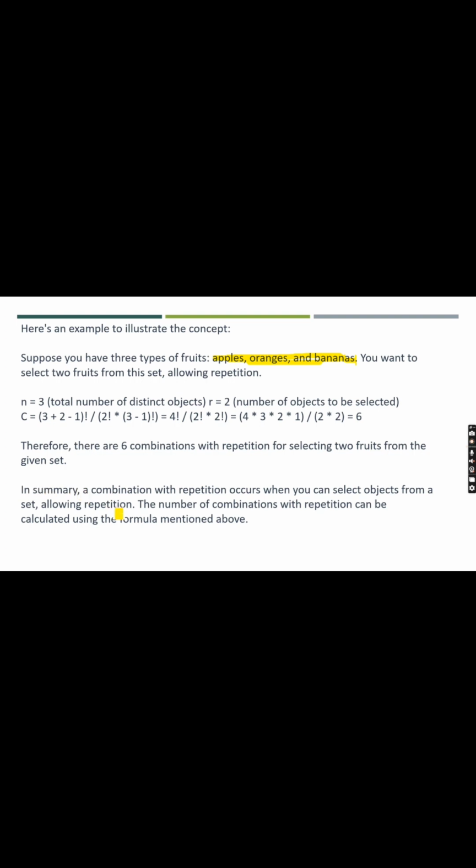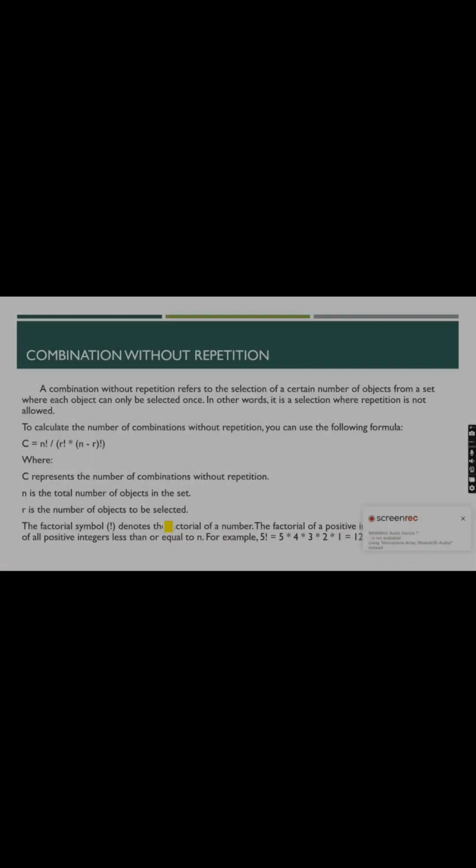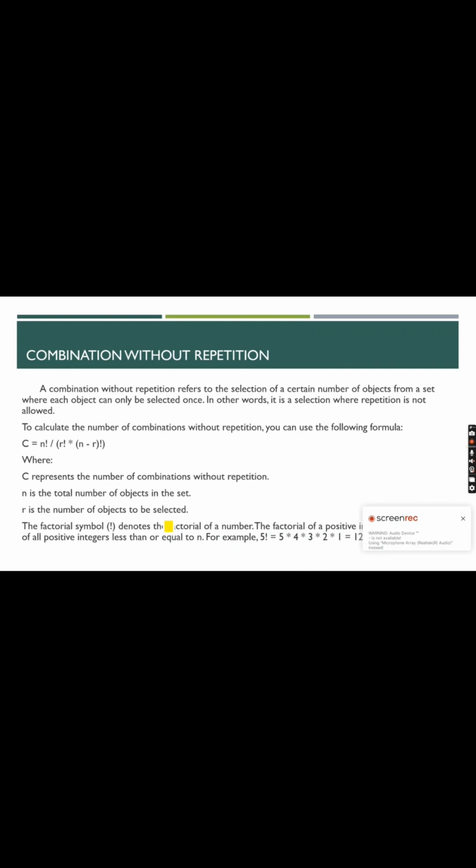In summary, a combination with repetition occurs when you can select objects from a set allowing repetition. The number of combinations with repetition can be calculated using the formula mentioned above. Next is the combination without repetition. A combination without repetition refers to the selection of a certain number of objects from a set where each object can only be selected once. In other words, it is a selection where repetition is not allowed.